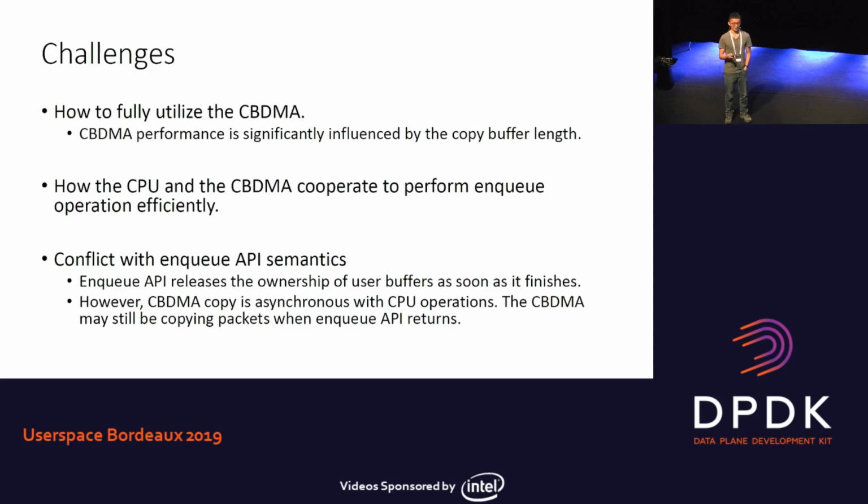The third one is that there's a slight change of semantics. In the current semantics, when the enqueue is done, I return how many packets have been enqueued into the ring. Now that we're using asynchronous mode, when I return, the memory copy might not be completed. So how can we deal with that?